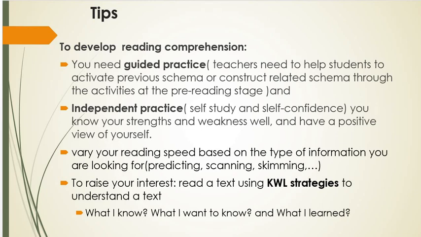Vary your reading speed based on the type of information you are looking for. You need a speed depending on the information, depending on the type of the text. Let's say scanning doesn't need too much time because we need to find some specific information. Predicting also may not need it, whereas skimming and inferencing need that. So based on the information, you need to vary your own speed of reading.